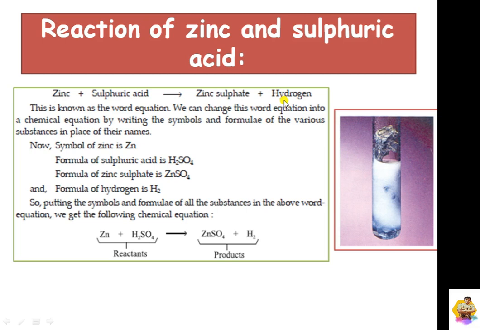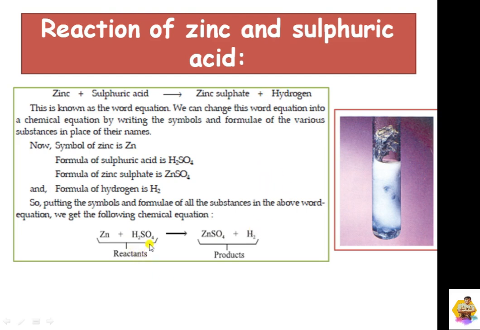So basically this equation is a word equation. Now we can change this word equation into a chemical equation. What we have to do, we have to replace these names with their symbol and formula. To do this, we have to replace zinc with Zn. We have to replace sulfuric acid with H2SO4. We have to replace zinc sulfate with ZnSO4 and hydrogen as H2.